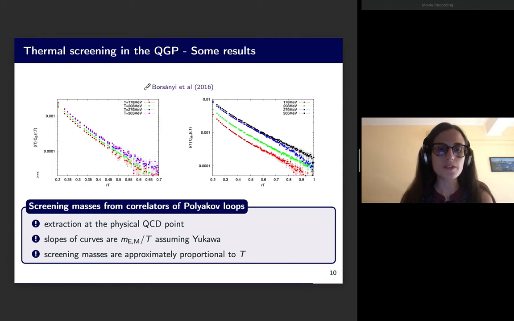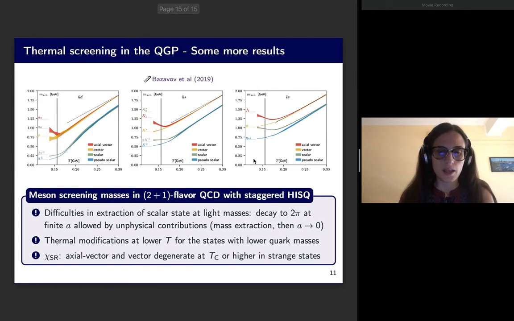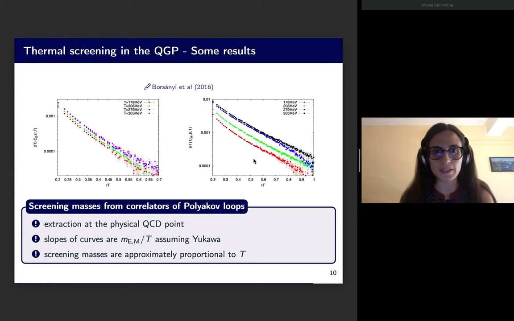And one observes that screening masses are approximately proportional to T in this range. Note that the considered temperatures are given in the legend in both cases. All right, and compare that with the expected value for the critical temperature in this setup of the QCD physical point.